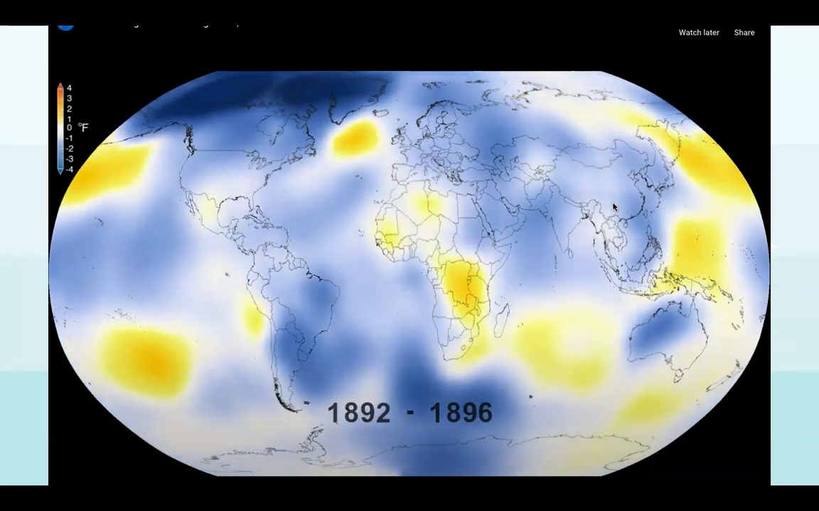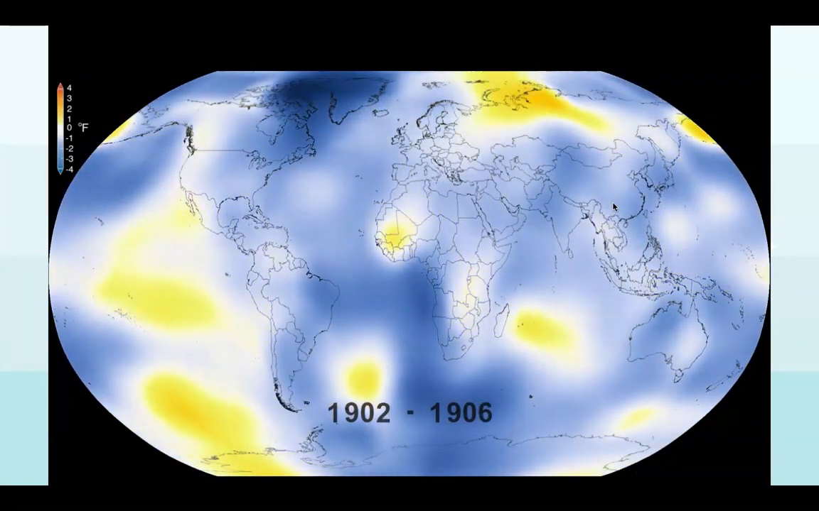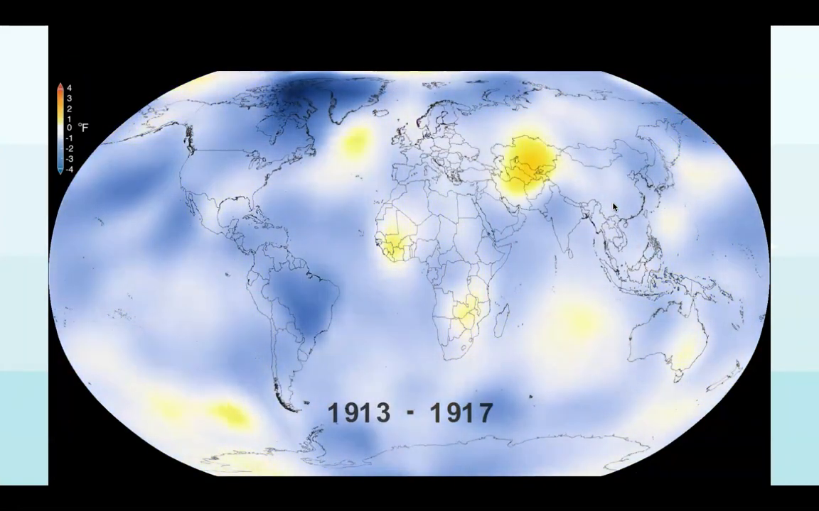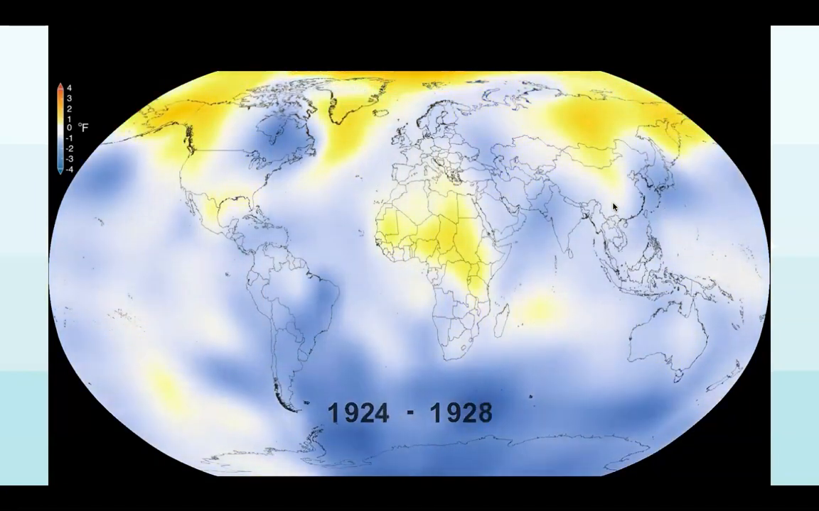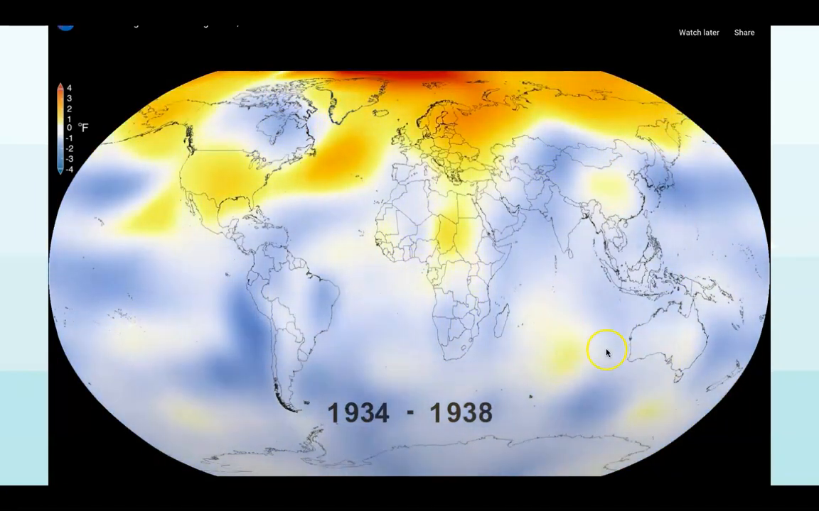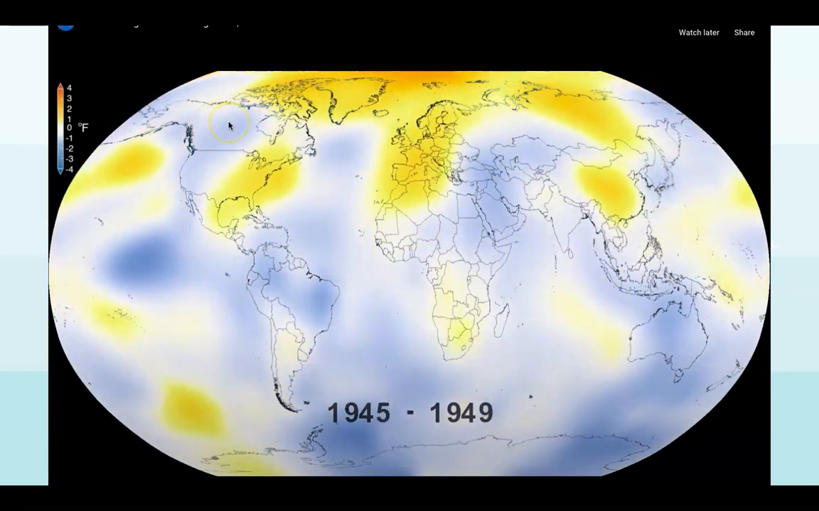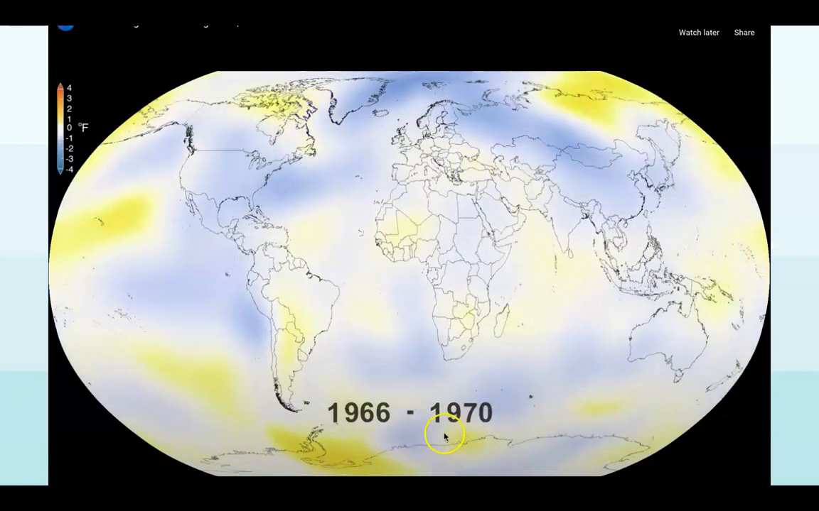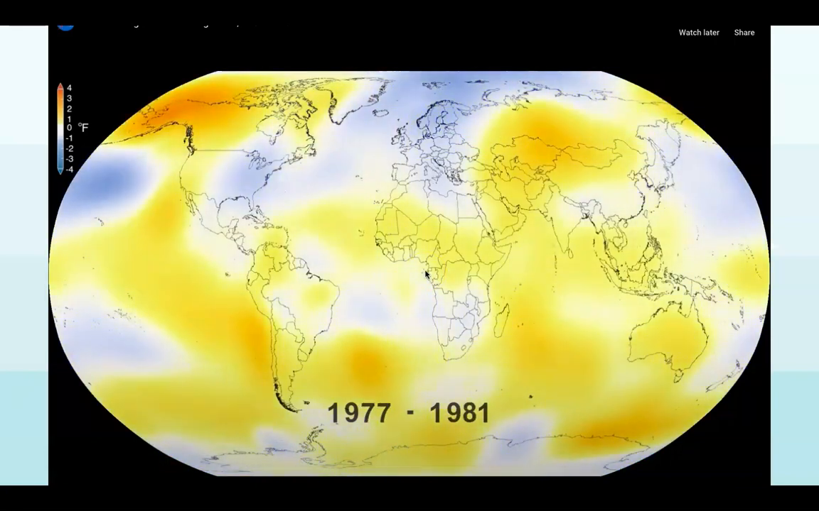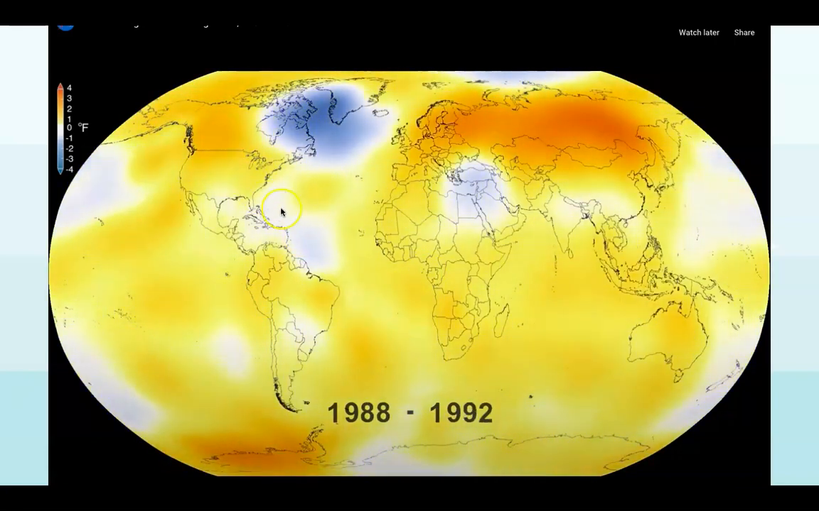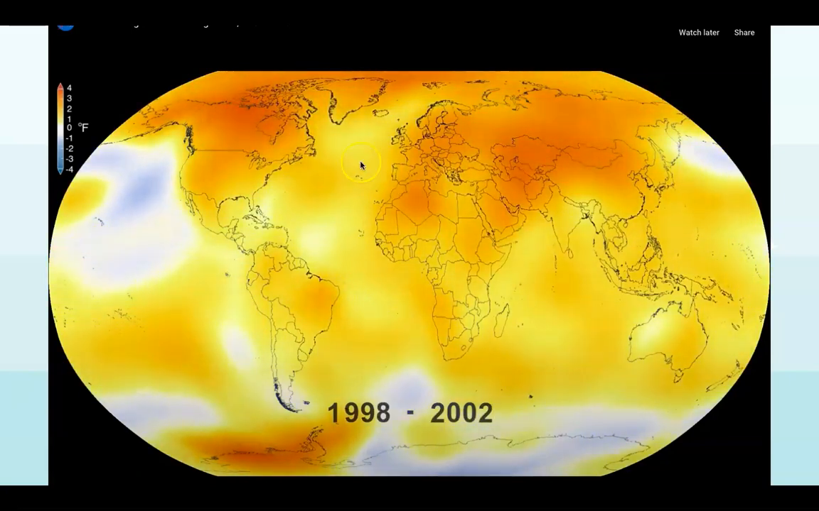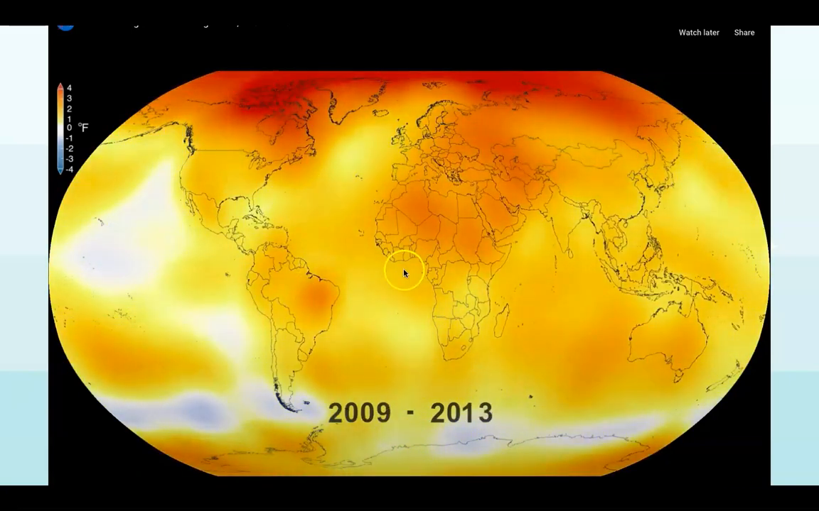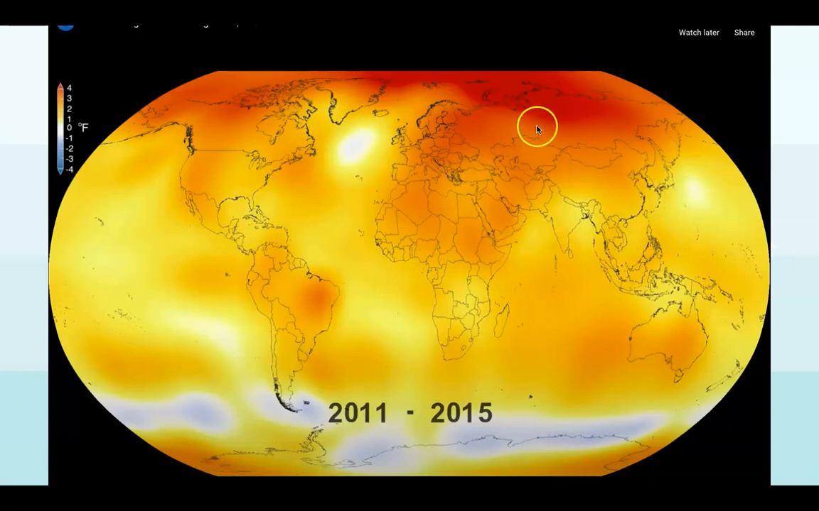Here is a graphic that shows where and how the temperatures have been increasing since 1880. The blue represents cold, and the yellow and the red represent warmer than average. So here we are in about 1970, and then starting in the 1980s, we notice that almost the entire world, on average, is hotter than normal.